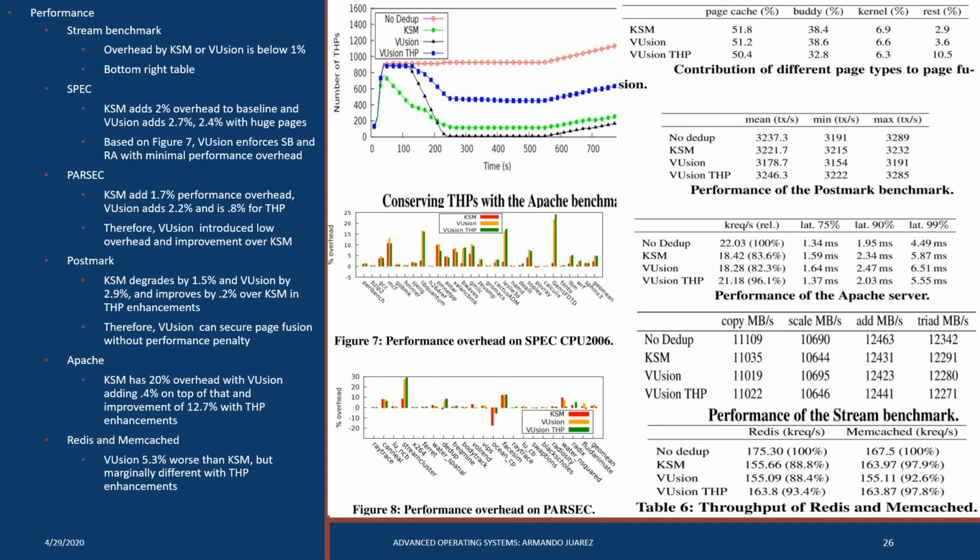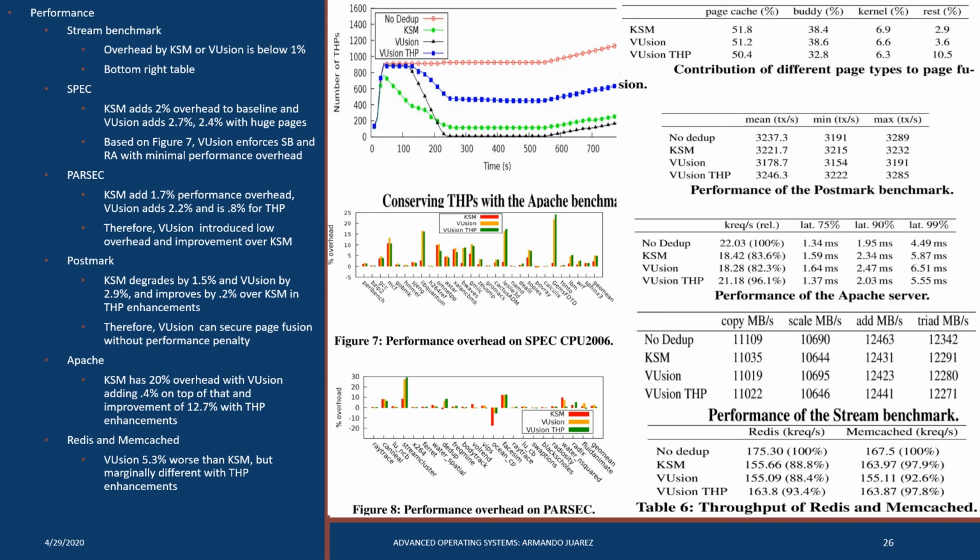With respect to Apache, KSM had a whopping 20% overhead, with VUsion adding 0.4% on top of that, an improvement of 12.7% with THP enhancements. That is huge. That is fantastic, especially with the very large rise of web-based attacks.